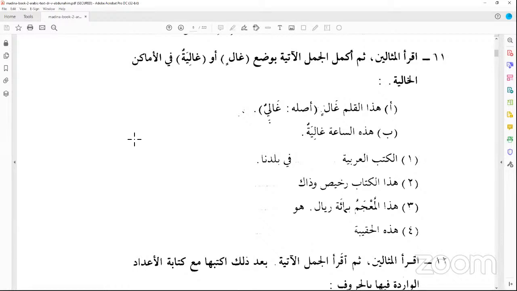The first sentence, ghalin, is it majroor? No, it is not majroor. I mentioned to you, hadha al-qalamu ghalin, it is not majroor. I explained this in the concepts, Sister Aisha. Why is it not majroor? Can anyone answer the reason? It looks majroor.